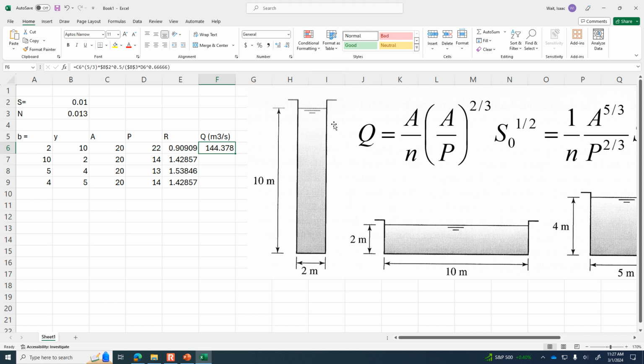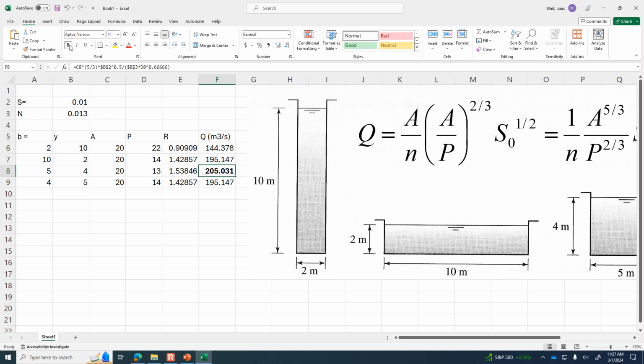This would be tough to make too. If you were in the construction business, a channel that's 10 meters deep and 2 meters wide is going to be a nightmare. So which of these gives us the most flow rate? It's the one with the least wetted perimeter. So if you minimize the wetted perimeter, that's the one that gives us the biggest flow rate.